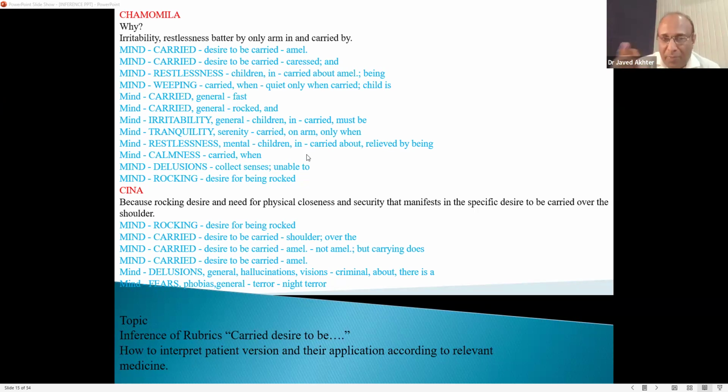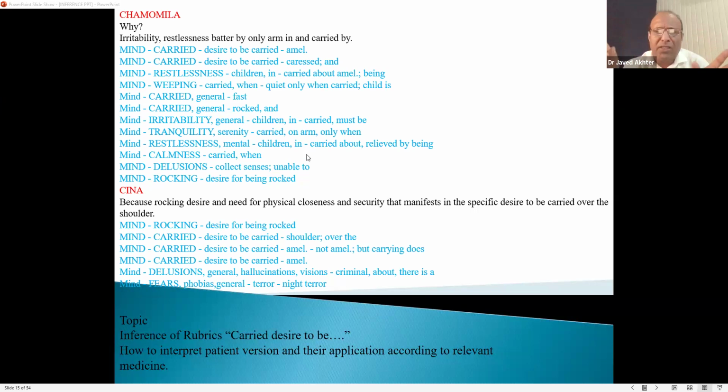Delusion, criminal. Why? What is behind this? Delusion, criminal, he has fear, night terror. Here is the one difference between sadhana and chamomilla. Chamomilla is extremely irritable. Sadhana is extremely obstinate, stubborn. This is the main difference.